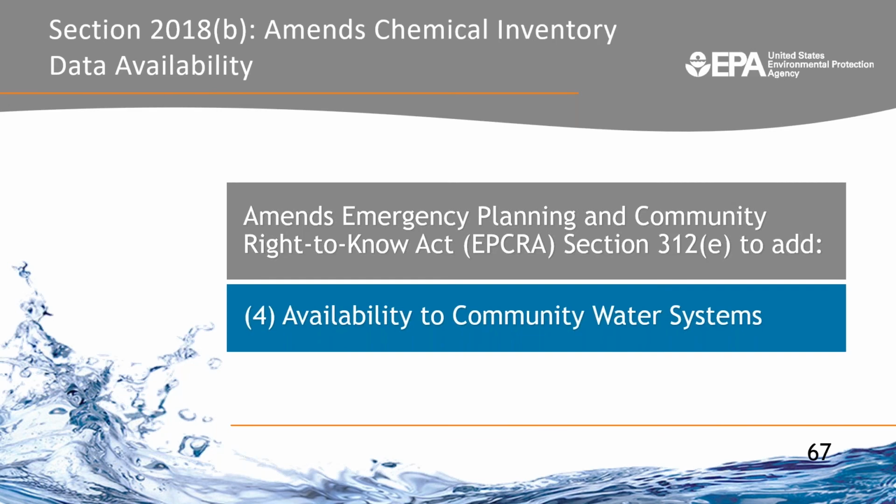How did AWIA amend it? The AWIA amendments require CERCs, TURCs, and LEPCs to provide community water systems with chemical inventory data that's collected under Tier 2 for that system's source water area upon request. So you do need to request it, but it is legally required to be provided to a community water system.